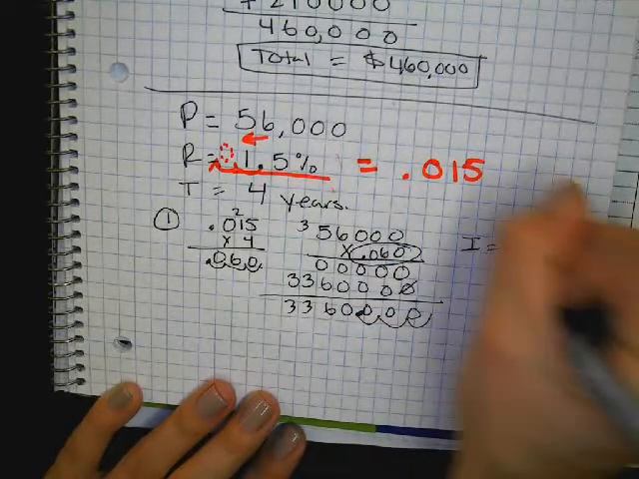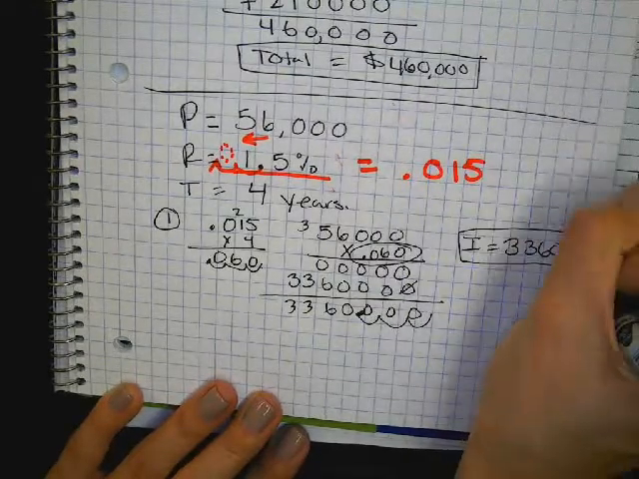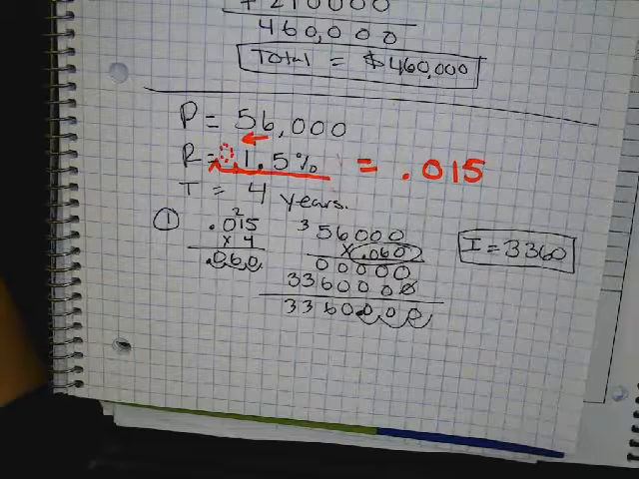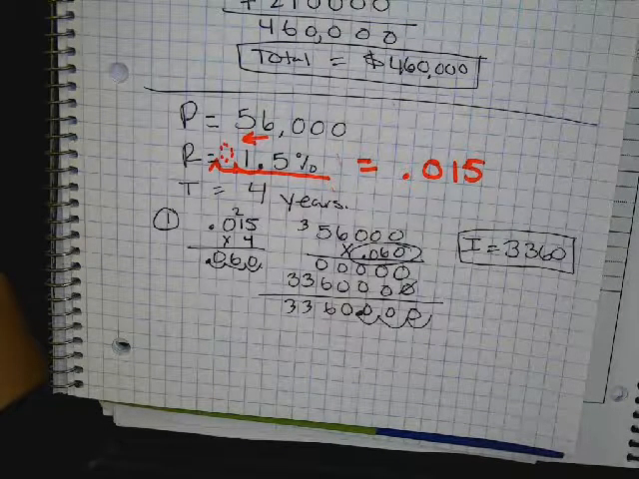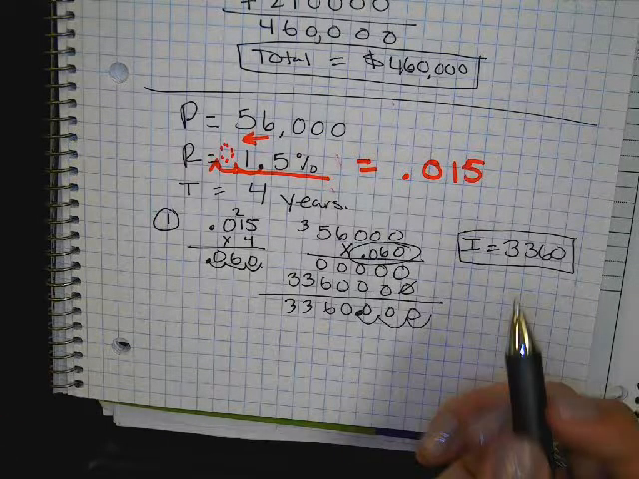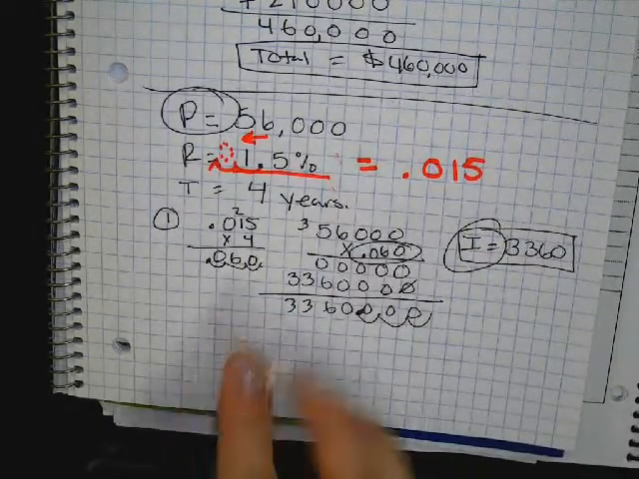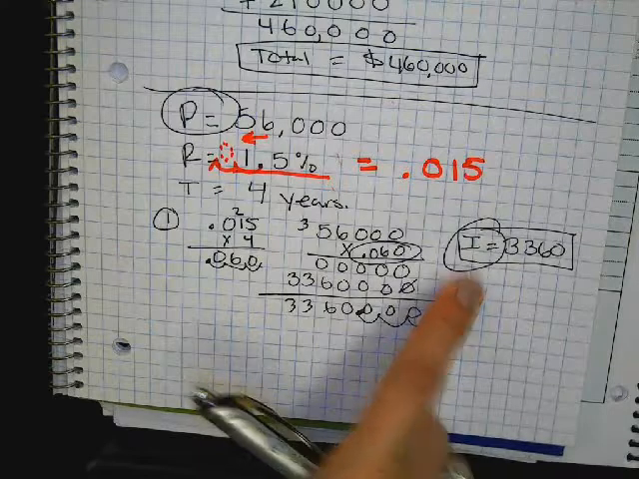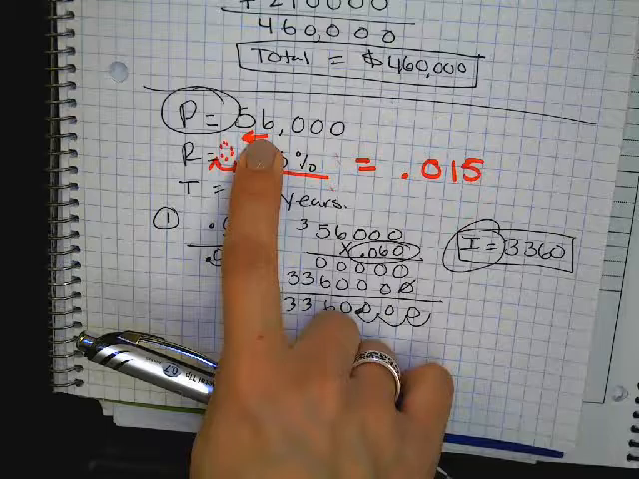Okay, your interest should be 3,360. Okay? Now, what's the second thing you do? You add. What two numbers do I add? Good. So you add the principal plus your interest. So go ahead. Everybody should be able to add the principal.